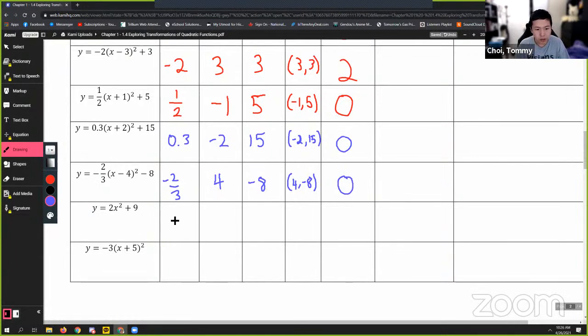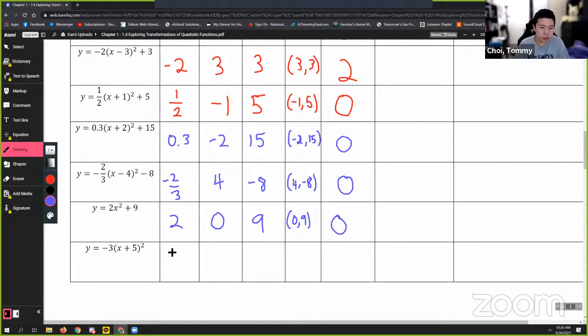The next one here, the a value is 2. There is no h value. The k value is 9. So that'll be (0, 9), and it opens up, which means 0 x-intercepts.